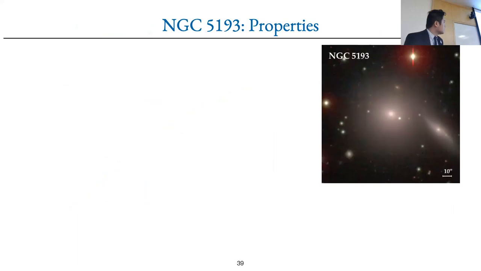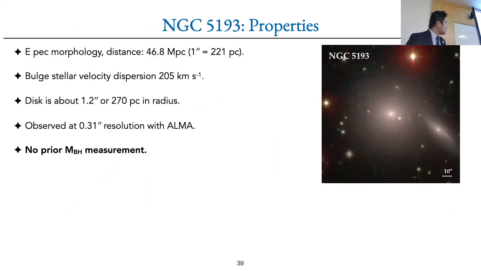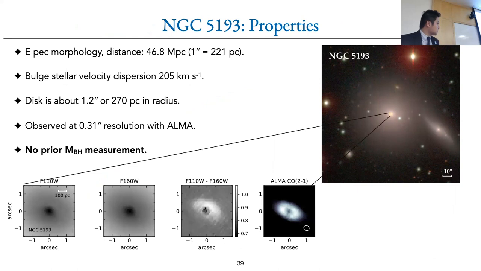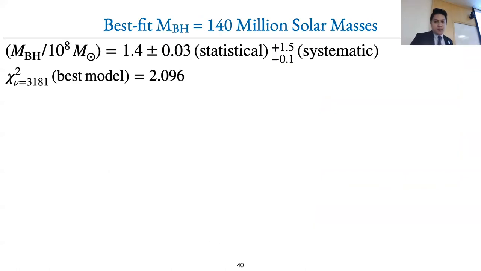So the next target is NGC 5193. That was Jason's galaxy, and again, there is no prior black hole mass measurement in the system. It has a nice disk with evidence of a central hole of dust and gas, if we look at the color map and the CO 2-1 emission from ALMA. The best fitting black hole mass in this case is about 130 million times the mass of the sun.